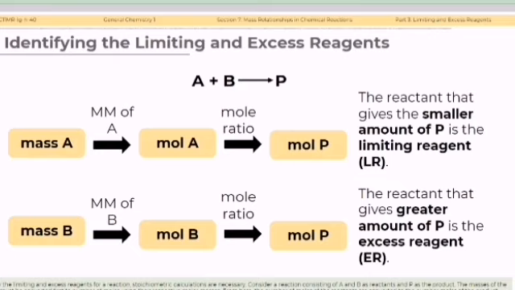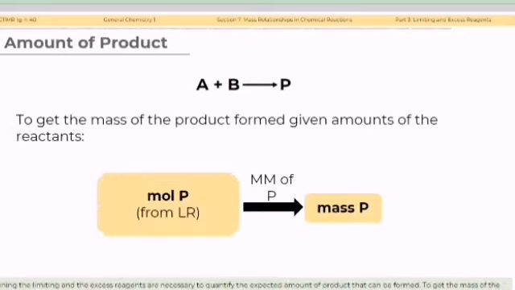The reactant that gives the smaller amount of the product is the limiting reagent, while the reactant that gives the greater amount of the product is the excess reagent. Determining the limiting and excess reagents is necessary to quantify the expected amount of product that can be formed. To give the mass of the product formed, given the amounts of reactants, the number of moles of the product from the limiting reagent is converted to mass using its molar mass.